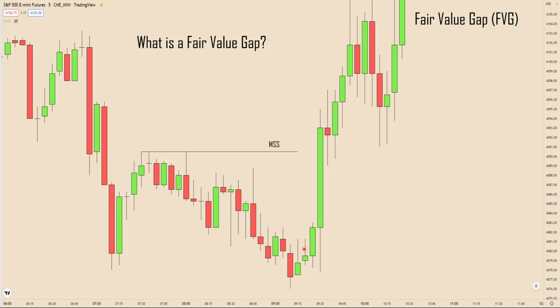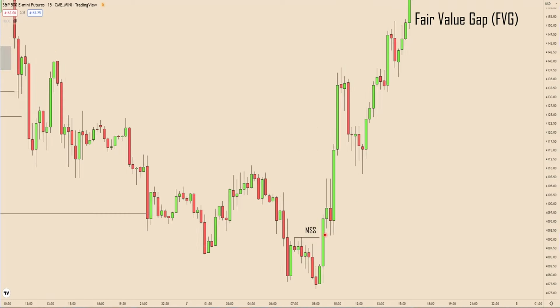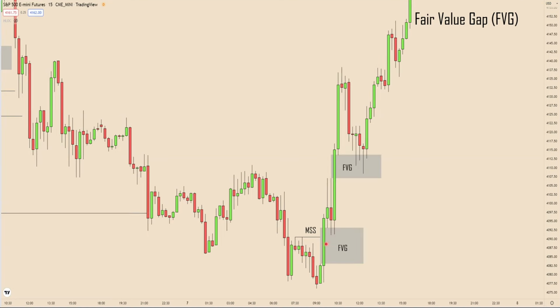Right here you can see these wicks overlap, right? Price was delivered well there. However, right here, this wick to this wick, there is a large gap. So that will be your fair value gap. So looking at the 15-minute chart, we have our market structure shift here, right? Energetic move up with displacement, breaking this market structure and resulting in a fair value gap. And that would be your entries.